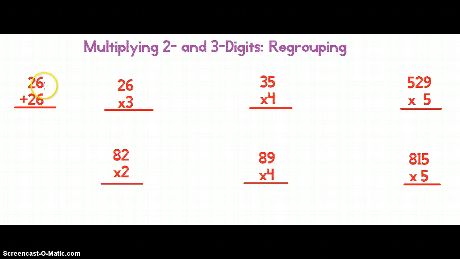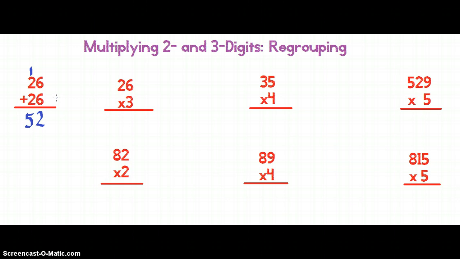The first thing I do is add my ones column. 6 plus 6 is 12. Remember, I write down my ones. I have 2 ones. And I regroup my 10. So I have 1 ten up here. 2 plus 2 is 4. Plus 1 is 5. Now, I'm going to do basically the same kind of thing when I'm multiplying with regrouping.